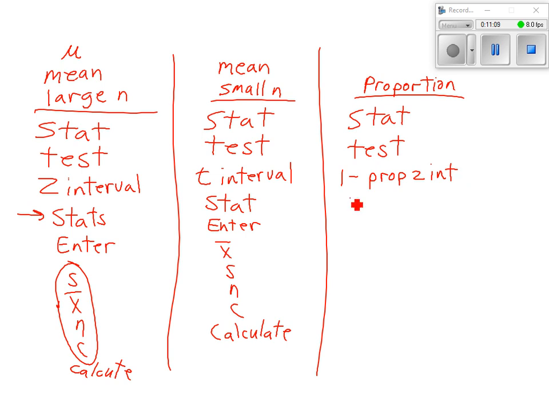We have that, and I think we have to hit enter again, probably, don't we? Probably. I think I usually forget to put that in the notes. X, N, C. X, and not X bar, just X. Remember, that's how many is yes, N is the total, and then C, that's our confidence level. That's the only three that we have to put in. Yeah.